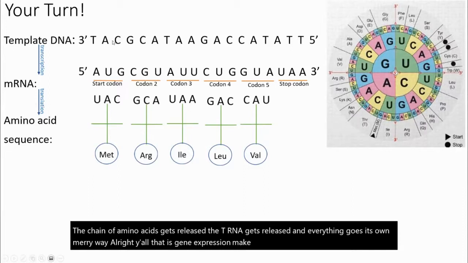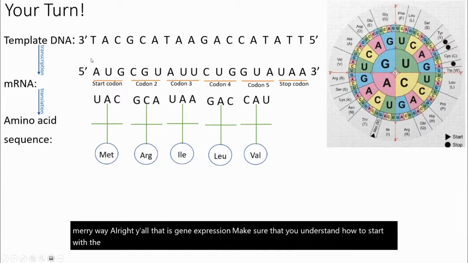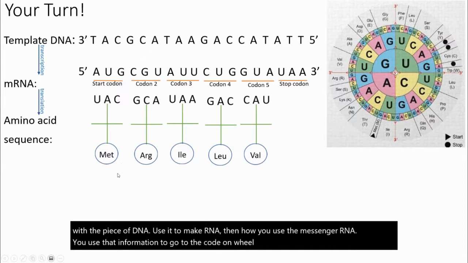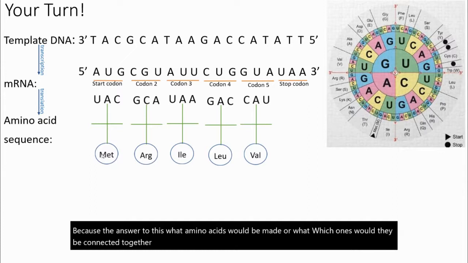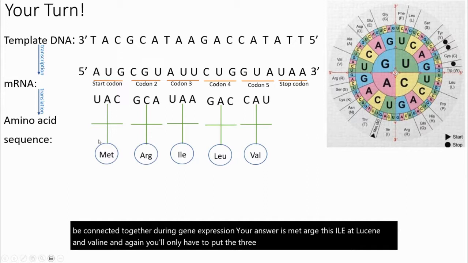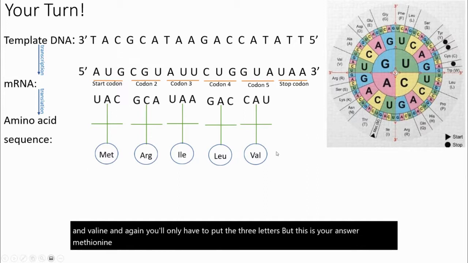Make sure that you understand how to start with a piece of DNA, use it to make RNA, then how you use the messenger RNA, you use that information to go to the codon wheel to find which amino acids you would need. Because the answer to what amino acids would be connected together during gene expression is MET, ARG, ILE, leucine, and valine. And again, you'll only have to put the 3 letters, but this is your answer: methionine, arginine, isoleucine, leucine, and valine.